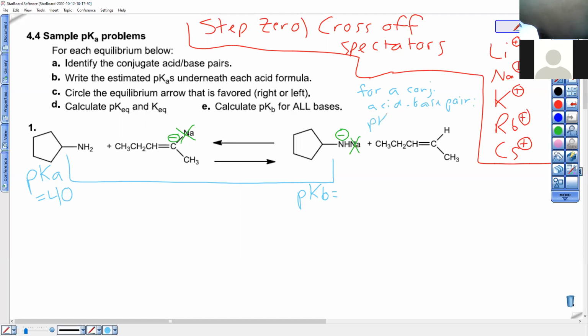pKa for the acid plus pKb for its conjugate base equals pKw. Now, some of you know what that means. The negative log of Kw is the negative log of 10 to the negative 14, which is 14. You don't have to know any of that. Just remember this fact. pKa for an acid plus pKb for its conjugate base is 14. So if I know the pKa for the acid, then the pKb of the conjugate base is 14 minus 40.